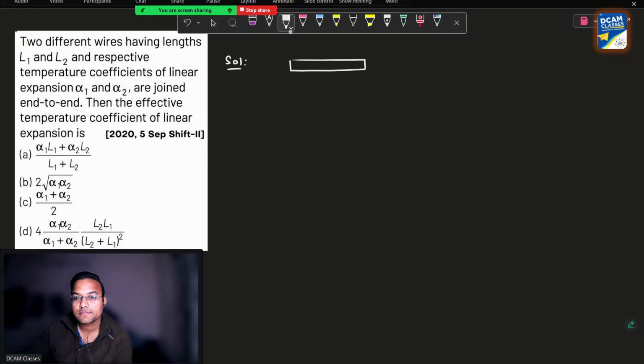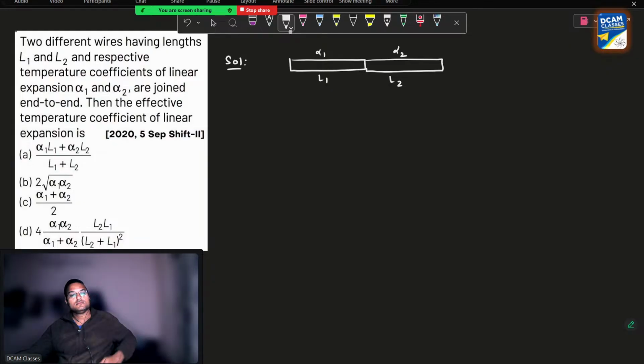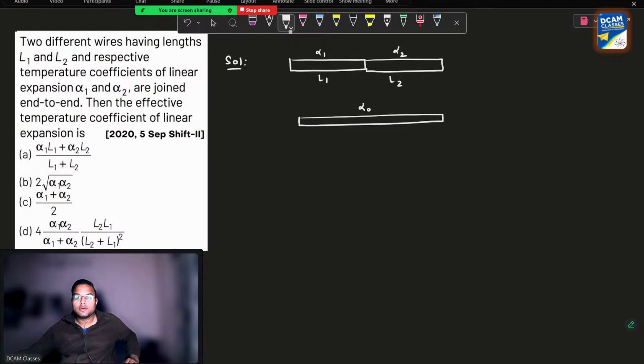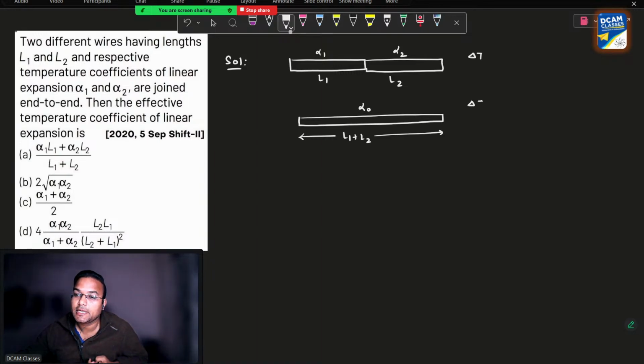There were two wires. One was of length L1, alpha 1. The other was of length L2, alpha 2. They are asking for the effective coefficient of linear expansion. It means if we replace this with some rod with coefficient of linear expansion alpha naught, then what would this alpha naught be, if we are raising both by temperature delta T?